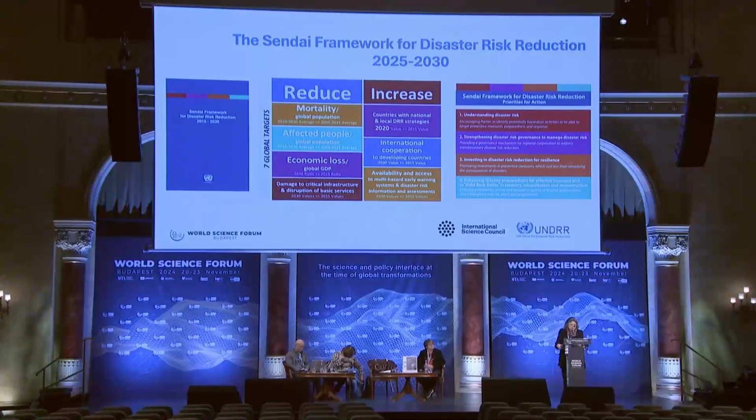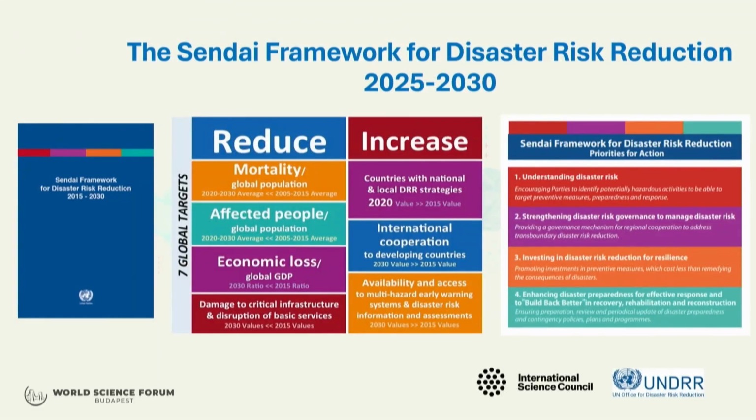Now, of course, the 4 priorities for action under the Sendai framework are understanding disaster risk, which is very heavily based in the science domain, strengthening disaster risk governance to manage disaster risk, which of course calls for a lot of science engagement with UN member states, investing in disaster risk reduction for resilience, and finally, talking much more about enhancing disaster preparedness for effective response and recovery, including Build Back Better for rehabilitation and reconstruction.